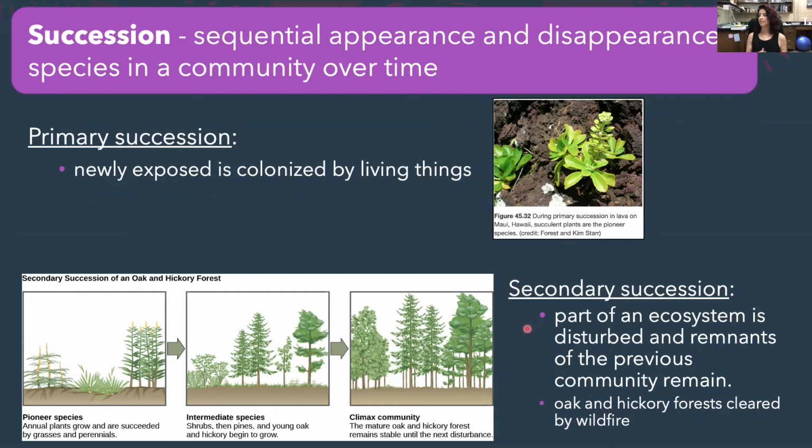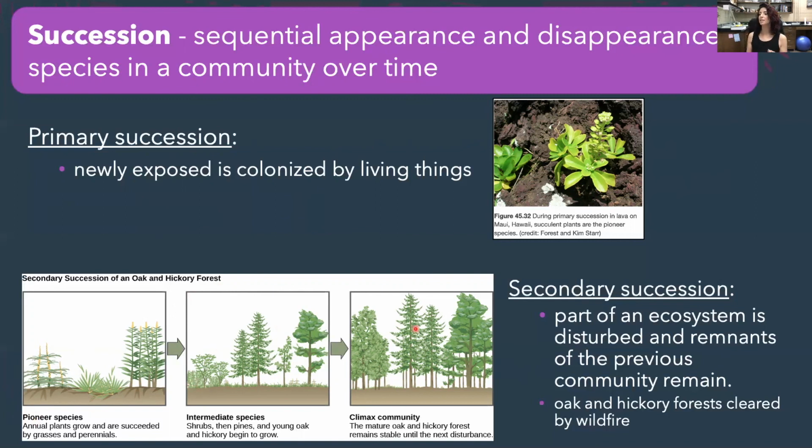An example of this is oak and hickory forests that are cleared by wildfires. After a wildfire, we will have pioneering species. Annual plants grow and are succeeded by grasses and perennials. Then beyond that, we have intermediate species, which is exactly as it sounds. We get shrubs and pines, and young oak and hickory begin to grow. So we're not at the end yet.